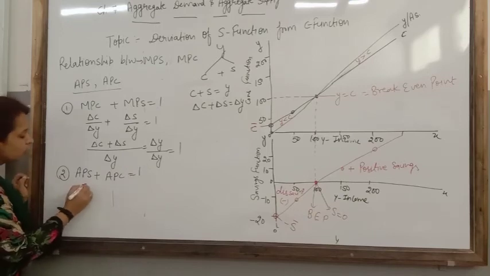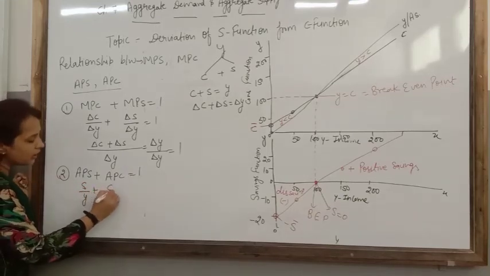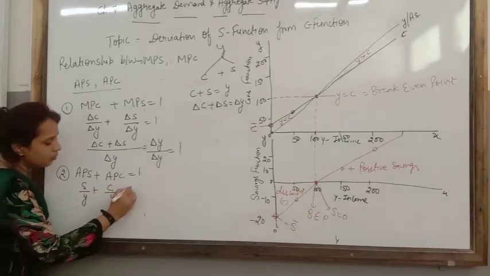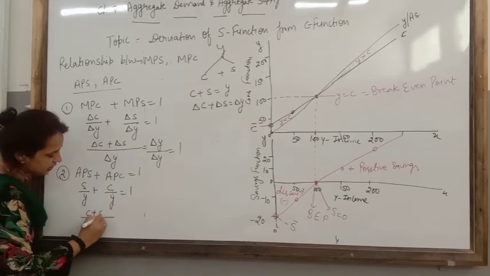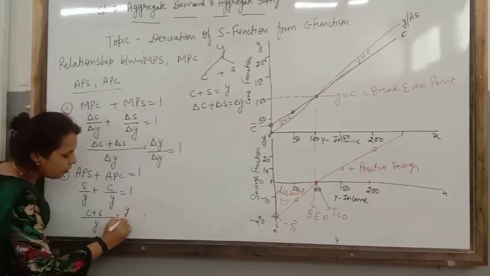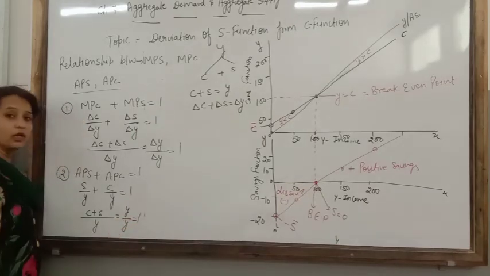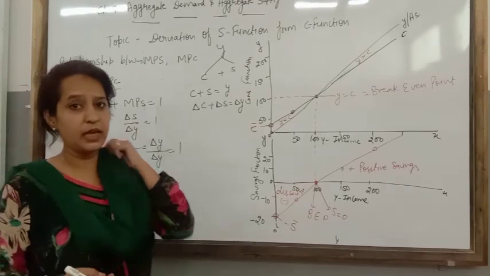Now the second relationship, that is APS plus APC equal to 1. What is the formula of that? APS is S upon Y, and APC is C upon Y. Find out the LCM. You can find out very easily. C plus S upon Y, again I told you, Y upon Y equal to 1. Clear? That is the relationship between MPC and MPS.